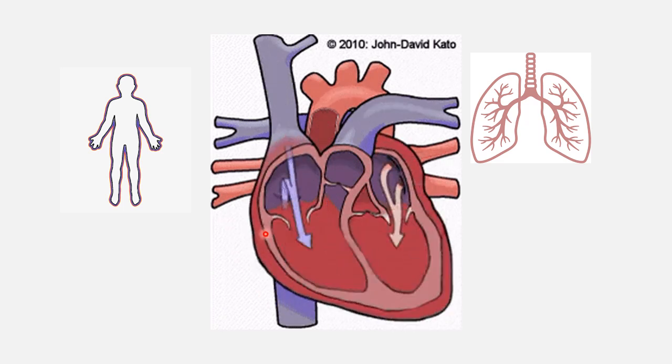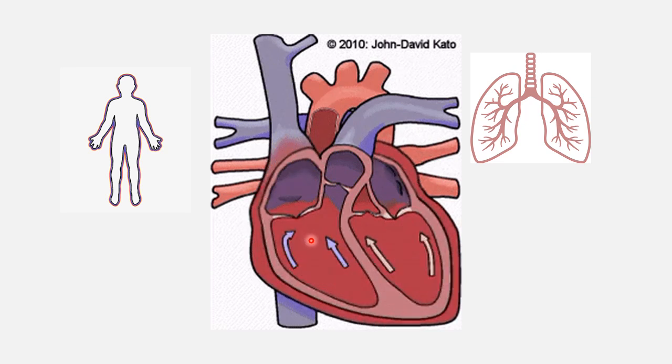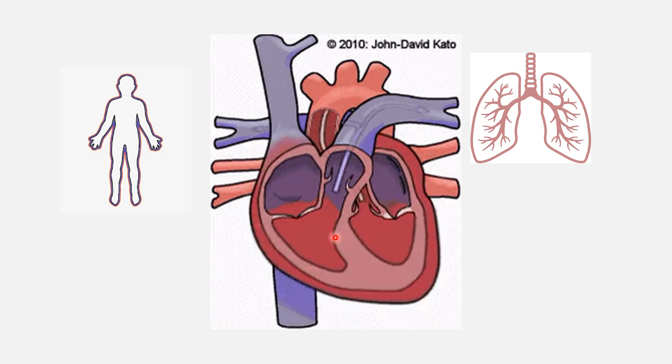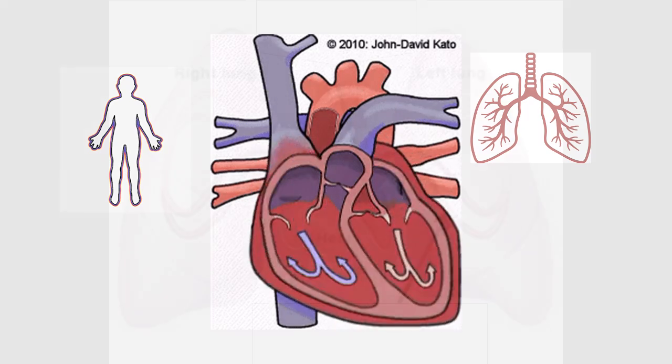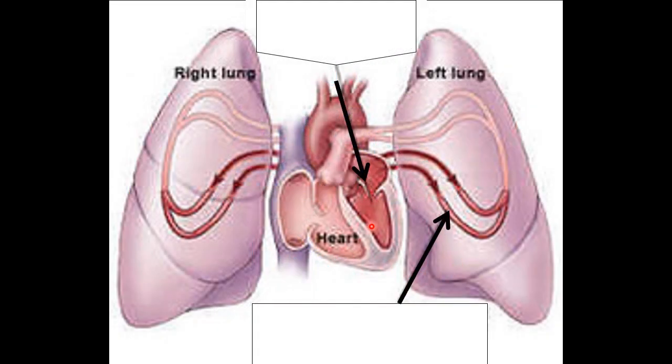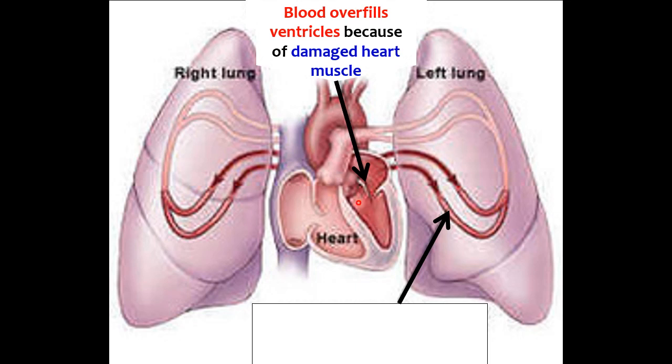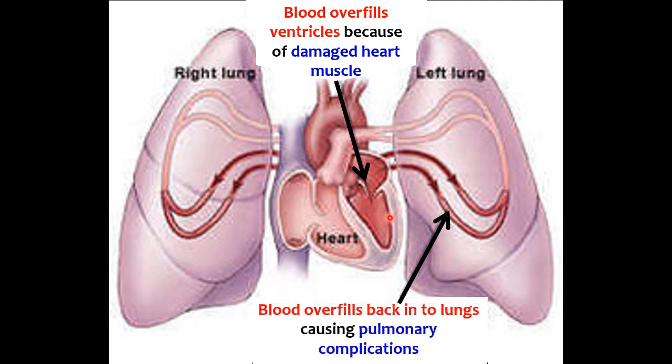So heart failure can occur in just one ventricle, either the right one or the left one, or it can involve both ventricles as well. So if the left ventricle is not able to pump the blood, what will happen? The blood overfills the ventricles because of the damaged heart muscle, and it will flow back into the lungs, causing pulmonary complications like pulmonary edema, shortness of breath, cough. And if the right ventricle is not able to pump the blood properly, it will overfill the ventricles and it will flow back, and it will produce peripheral edema, ascites.